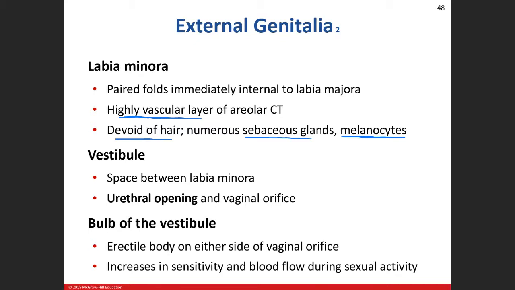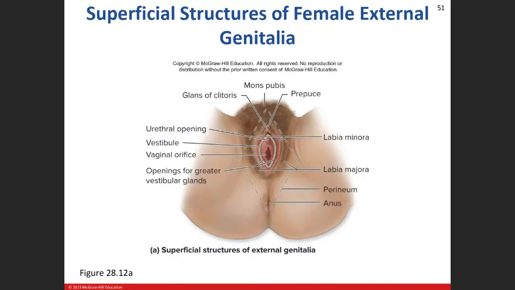And then just inside of the labia minora, there's this space here, and that's called the vestibule. So on either side of the vestibule, you'll have the labia minora. And in the vestibule, you'll see two openings. You'll see the opening to the urethra, and then you'll see the vaginal opening. I don't know why I'm drawing it. I'll just show you. It's way better.